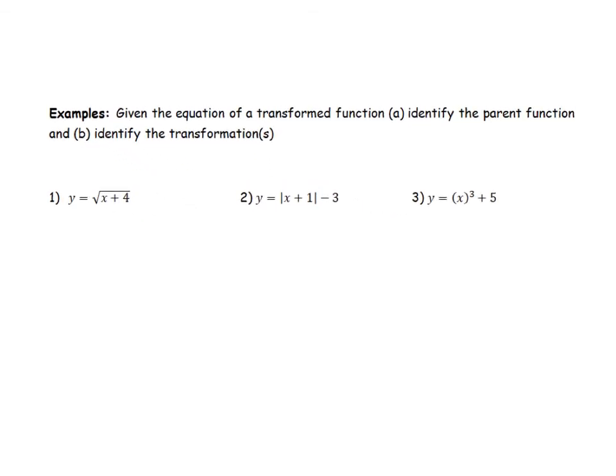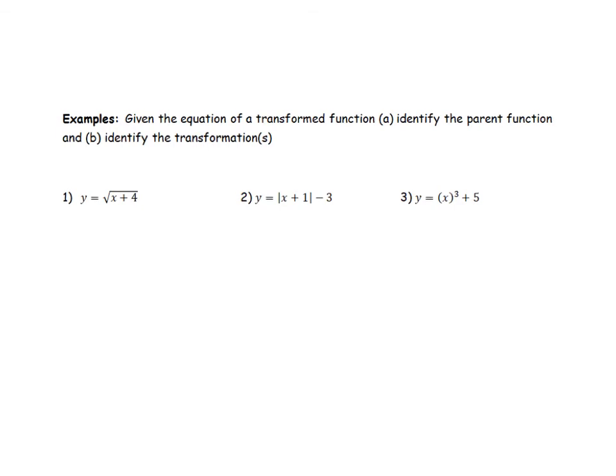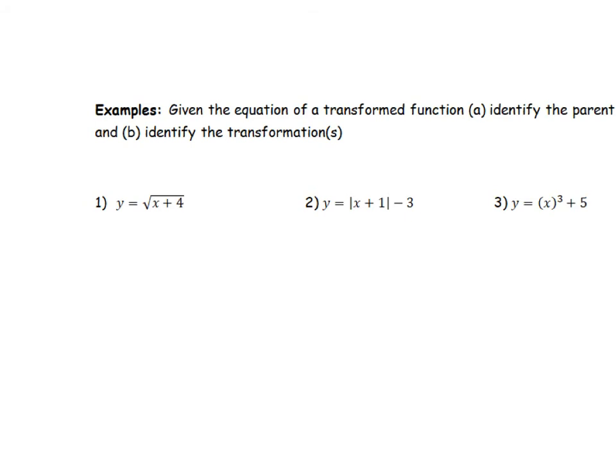All right, so now we're just going to do a couple examples. And in these examples, the directions say, given the equation of a transformed equation, part A, identify the parent function. So the parent function are any of those functions we went over last class. Part B, identify the transformation.